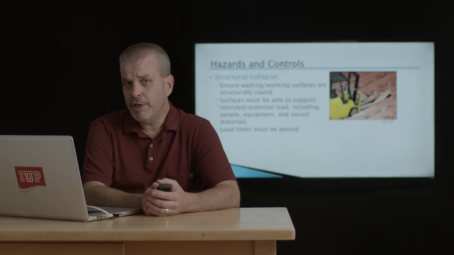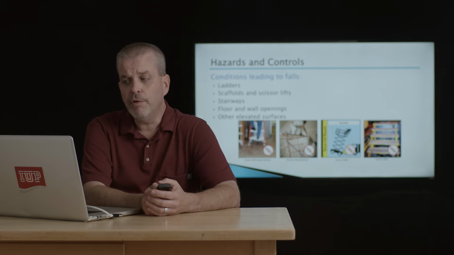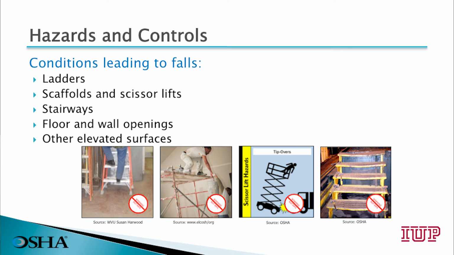Another hazard you need to be concerned about in your workplace is structural collapse. We need to ensure that walking and working surfaces are structurally sound. Surfaces must be able to support the intended or potential load, including people, equipment, and stored materials. Load limits must be posted. What conditions can lead to a fall? Using ladders, scaffolds and scissor lifts, using stairways, working near floor or wall openings, or working on other elevated surfaces.